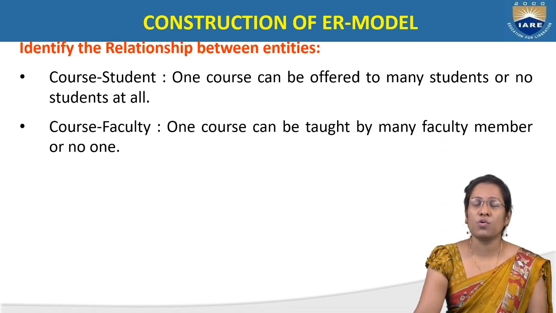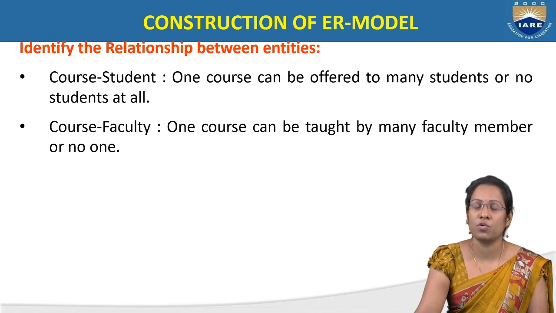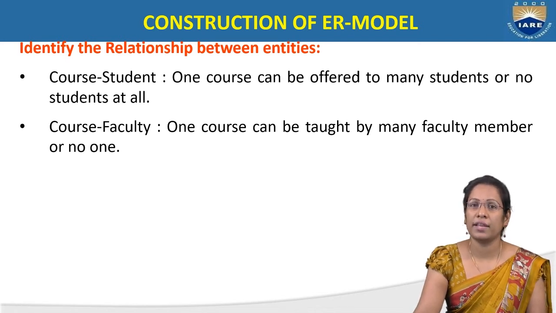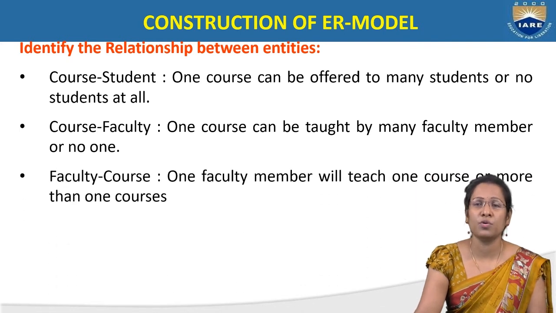And the next one, course to faculty. The relationship between course and faculty is that a faculty always teaches courses. How many courses can the faculty teach? Any number of courses, even zero. One course can be taught by many faculty or zero faculty. And from faculty to course, a faculty can teach one or more courses or no courses.